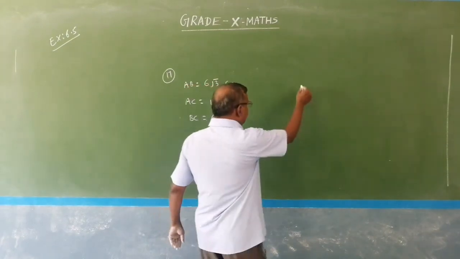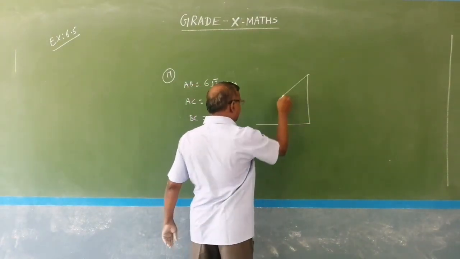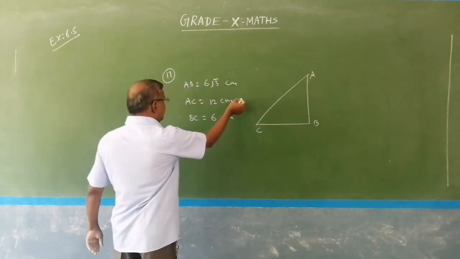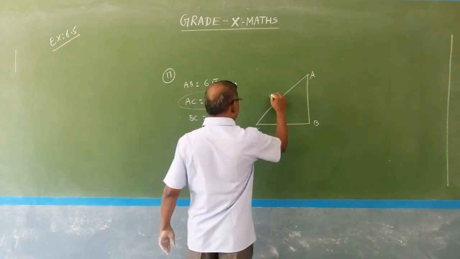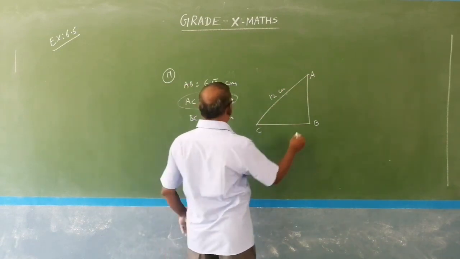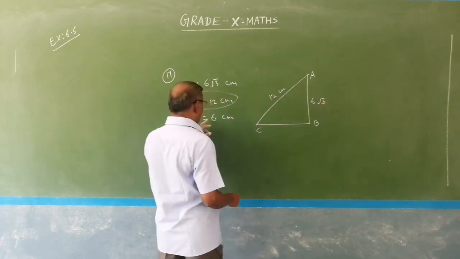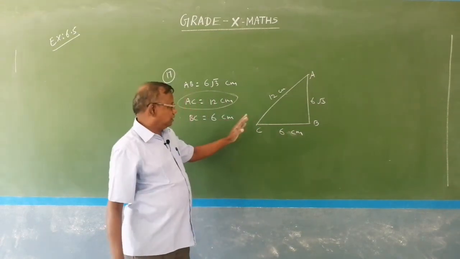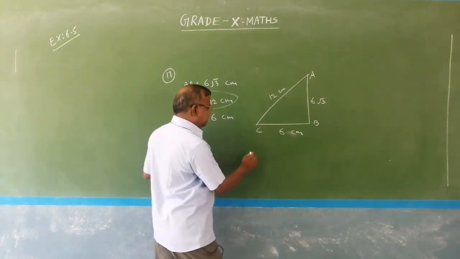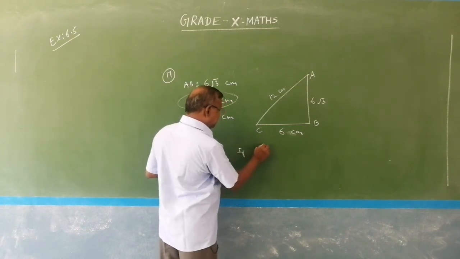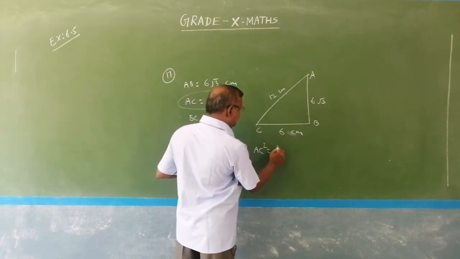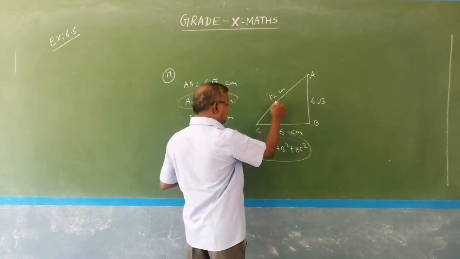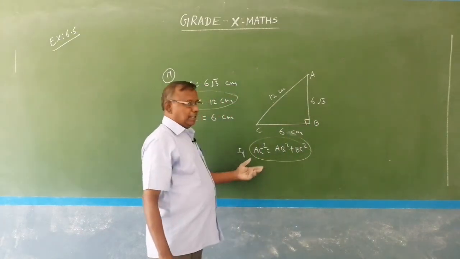So let us draw a triangle ABC in which AC is the longest side, so this is 12 centimeters, AB is 6√3 centimeters and BC is 6 centimeters. Now use the Pythagoras theorem to check whether it obeys or not. If AC square equals AB square plus BC square, then the angle opposite to the longest side will be 90 degrees. So check it and choose the correct option.